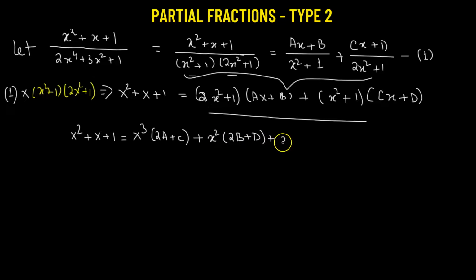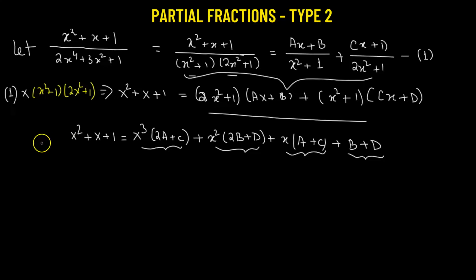Then we have the next term which contains x, so x is going to have a coefficient a plus c. And then finally we are going to have the constant term, so that's going to be b plus d. So here on the right hand side we observe that there are 4 terms. The first term contains x cubed, the second term contains x squared, the third term contains x, and the fourth term contains only the constant term b plus d. Now on the left hand side we have only 3 terms.